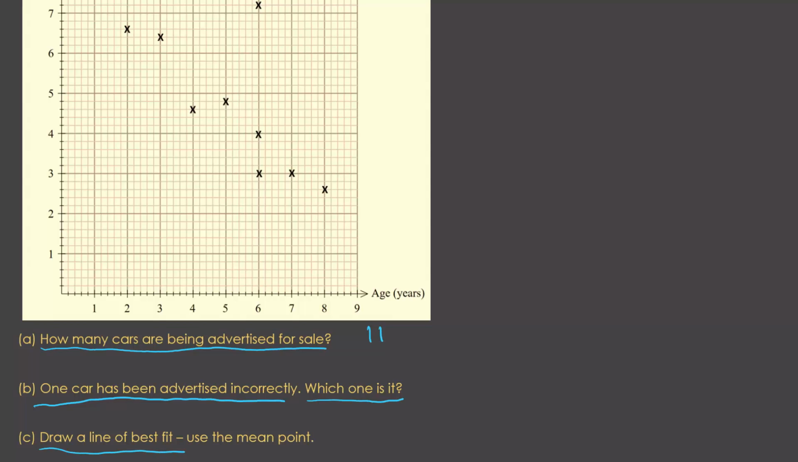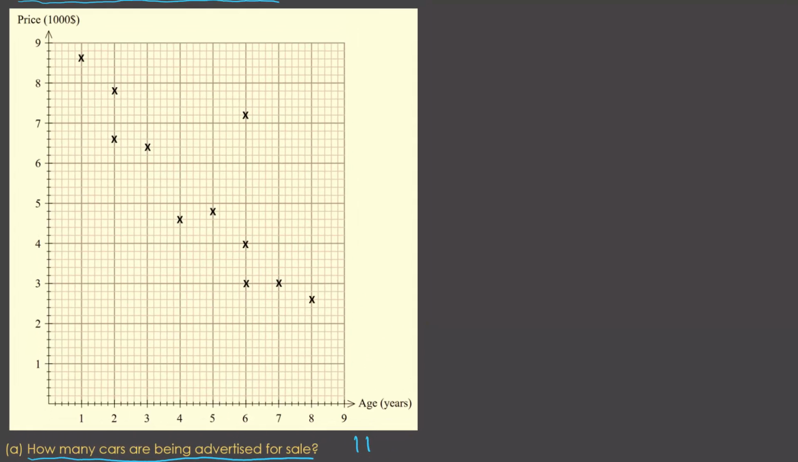Draw a line of best fit and use the mean point. So, I wrote down the coordinates of all the points here. You would need to find them. I've got 1, 8.6, which is this point just here. Then I've got 2, 7.8.